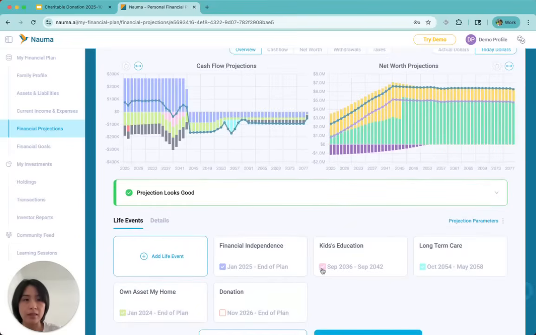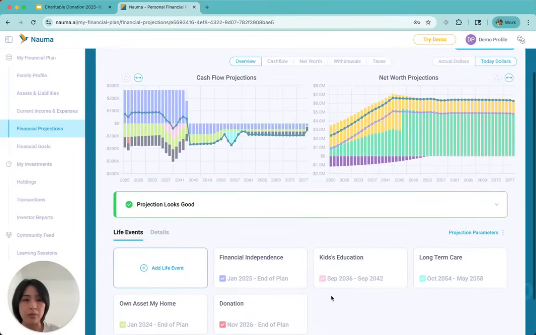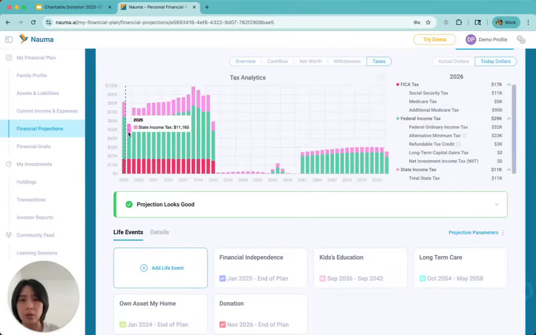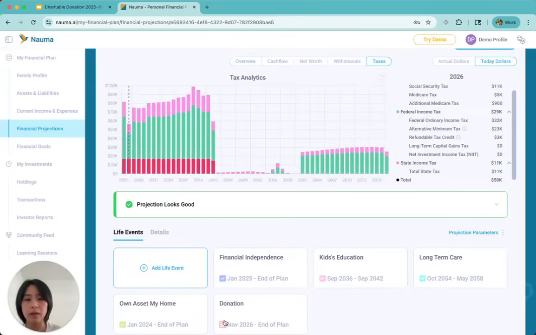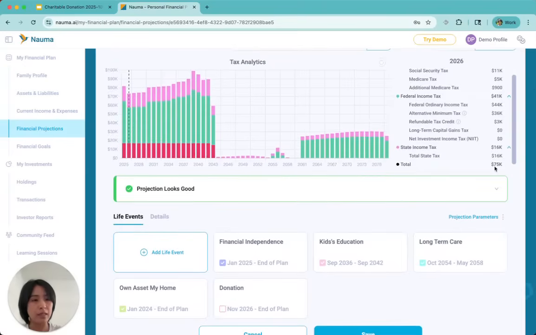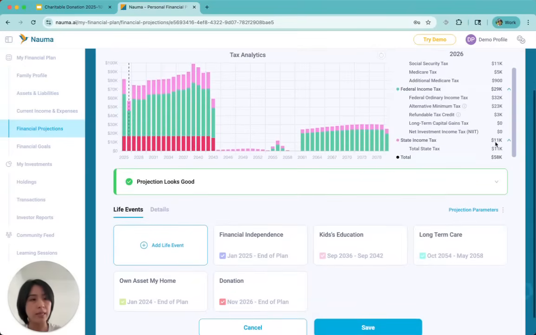If I uncheck that, not making the donation, we'll see a very small difference, barely detectable. But if we look at tax, we can see it more clearly. Without that donation in 2026, my total tax is $75,000. And if I do make a donation, my tax gets reduced to $58,000. That's like a $17,000 difference. And it seems like that's the only effect it has currently, if I check. But I want to run an analysis.